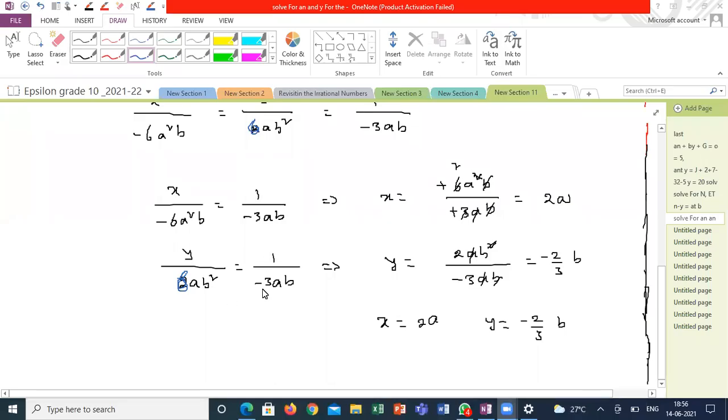See here, 6ab square. So this part I am going to remove. This is 6ab square. So 1a cancel, b cancel, 3 minus 2 times. So the answer is minus 2b. So the answer is 2a comma minus 2b. Am I right? That's the final answer. Correct?